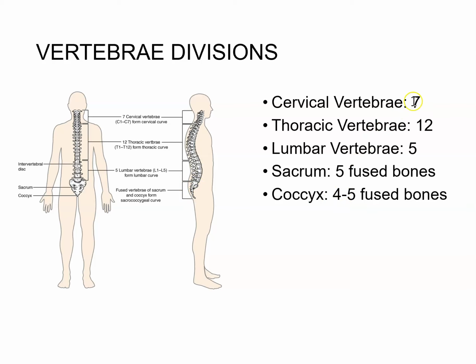One of the ways that you can remember these numbers is a little mnemonic that says you eat breakfast at 7, you eat lunch at 12, and dinner at 5. And that might help you remember the numbers of the vertebral division.